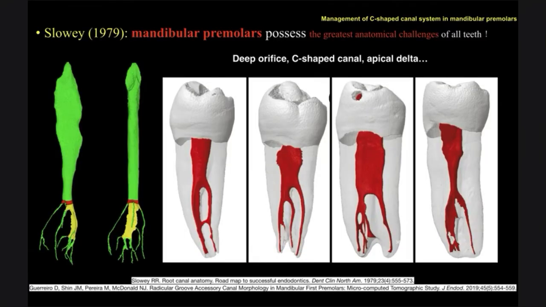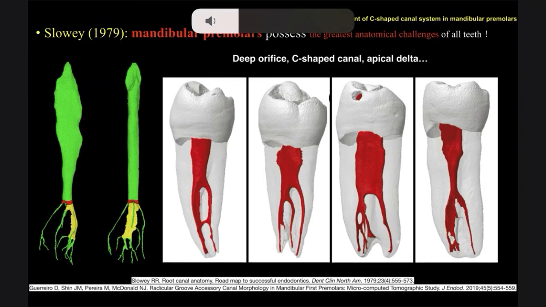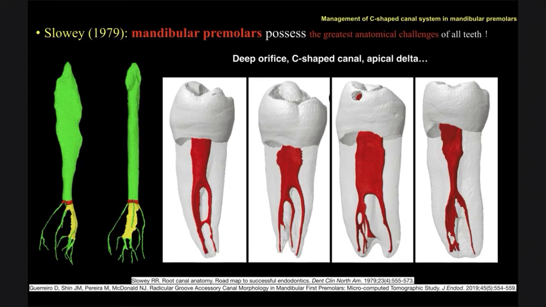But actually, in 1979, Dr. Slowey proposed that the mandibular premolars possess the greatest anatomical challenges of all teeth, because usually these teeth have a deep orifice and C-shaped canal systems, and also an apical delta. It is truly difficult to negotiate, to shape, and to irrigate.